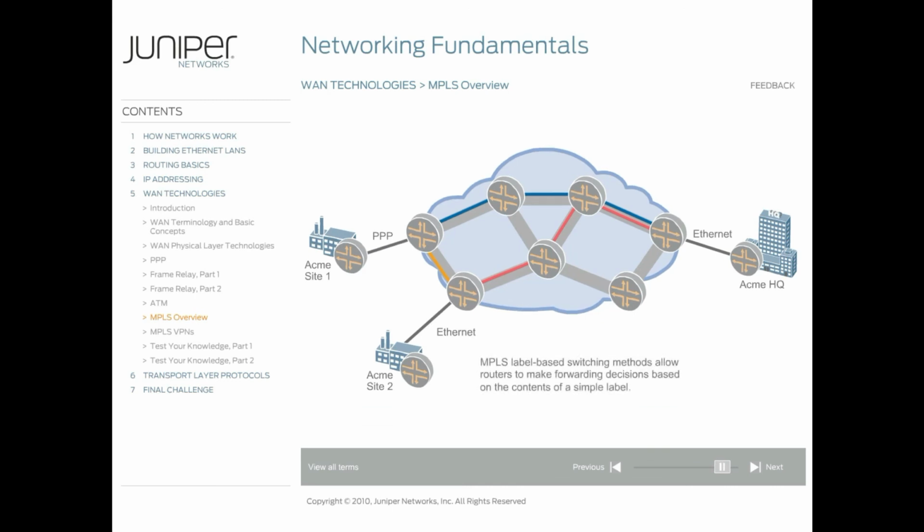MPLS label-based switching methods allow routers to make forwarding decisions based on the contents of a simple label, rather than by performing a complex route lookup based on destination IP address.